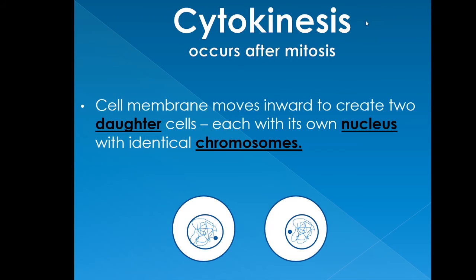And then in cytokinesis, this is where the cell membrane moves inward to create two daughter cells, each with its own nucleus with identical chromosomes. So one set of sister chromatids is over here. One twin sister is here, one twin sister is over here. We have a nucleus. Cytokinesis just means that it splits in half, okay?